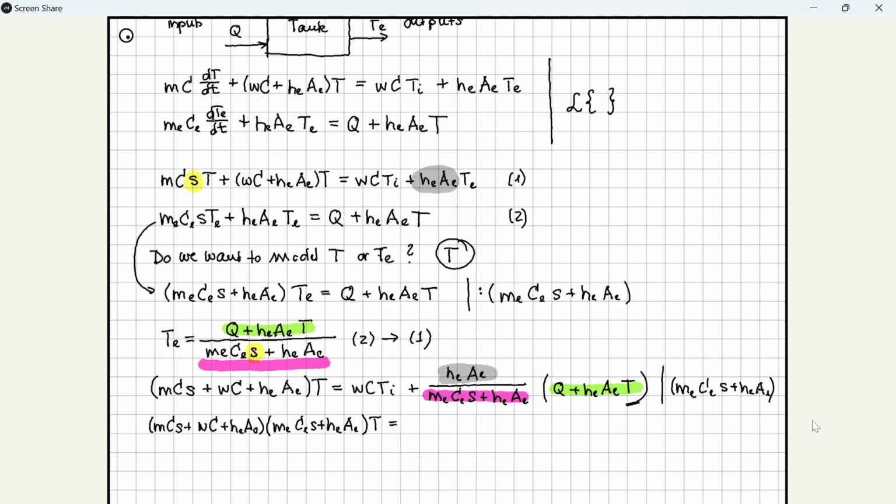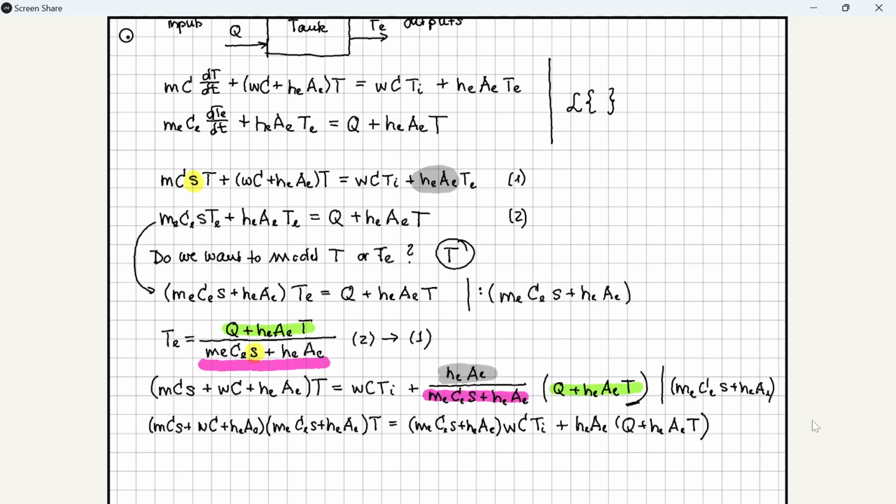And on the right-hand side, we have to do the same. So we have to do MECES plus HEAE, WCTI. And now we've gotten rid of the denominator. So here it's only HEAE Q plus HEAE T.